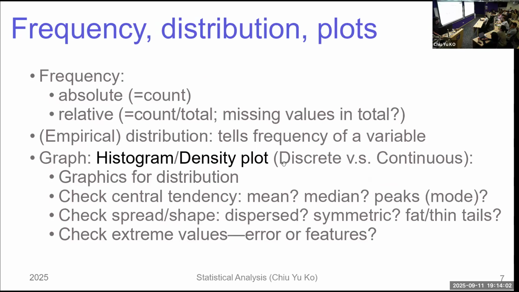So to start, we have to define a term called frequency, because this is how we plot stuff. And frequency, there are two ways: one is absolute, one is relative. Absolute is something we do all the time. You count 1, 2, 3, 4, 5, and the graph just shows exactly the absolute amount.